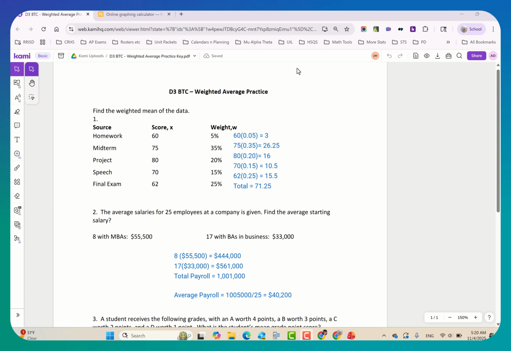So now we're going to do a weighted average again, and we have a couple different grades here, and we have their respective weights. Most important thing is that all these grades and their weights add up to 1.